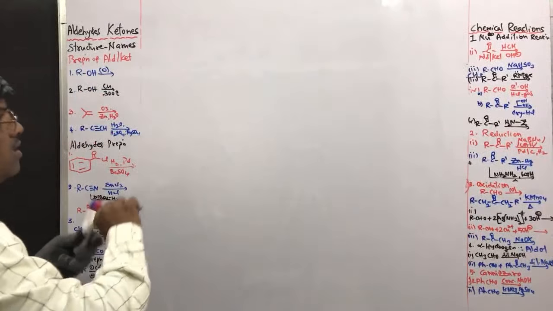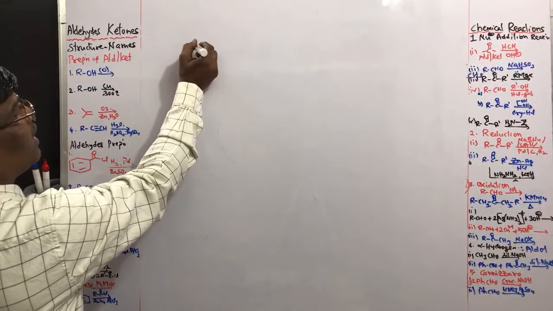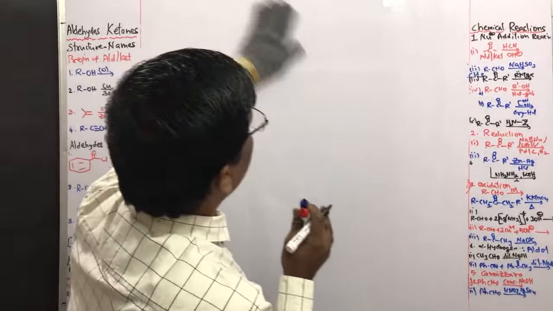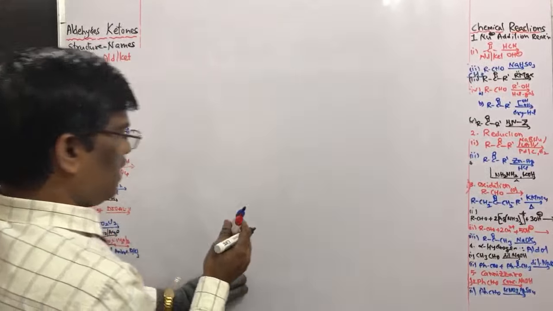Alpha hydrogen. Let me take an aldehyde, for example, alpha hydrogen containing aldehydes and ketones.